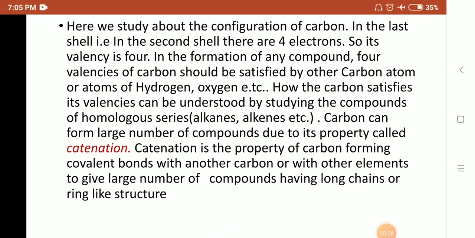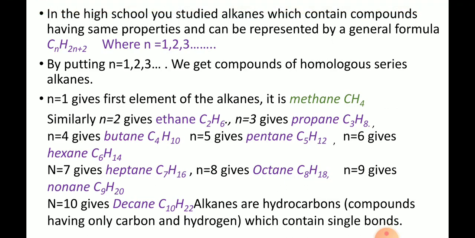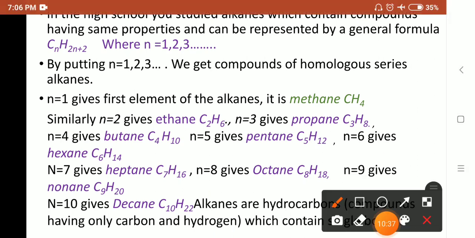This also you studied in your schools. Then in your high school, you studied alkanes. So I told you alkanes is an example for the homologous series. These contain compounds having the same properties and can be represented by the general formula. What is the general formula of the alkane? CnH2n+2, where n is equal to 1, 2, 3. So by putting n equal to 1, 2, 3, we get the compounds of the homologous series alkanes. So which compounds are there in the alkane series? To get those compounds, we should put n equal to 1, n equal to 2, like that.